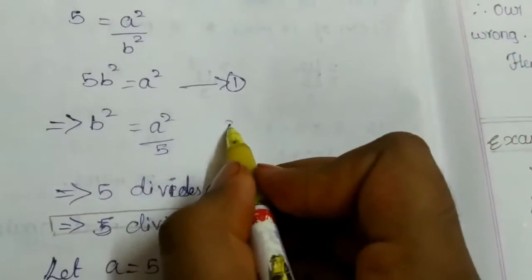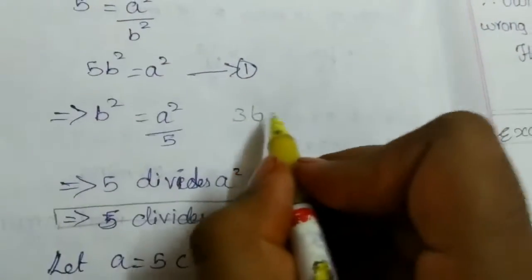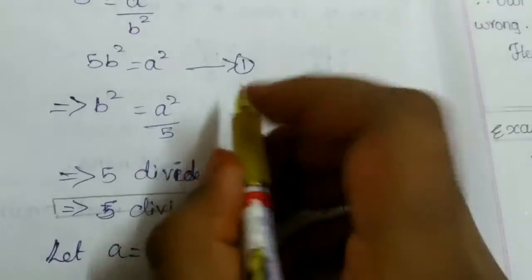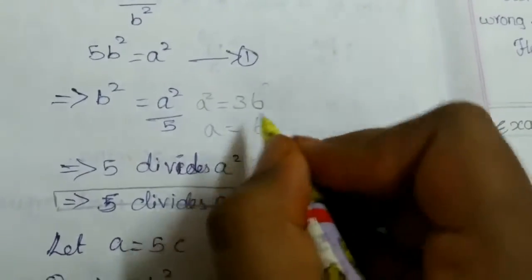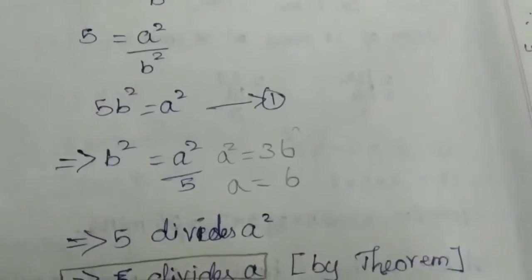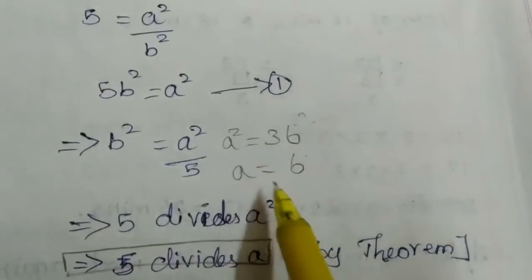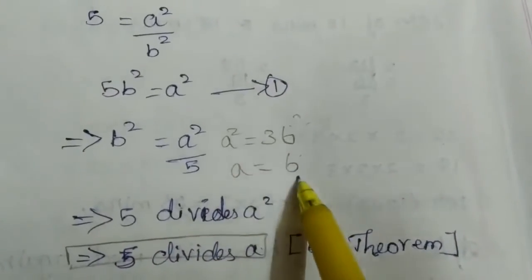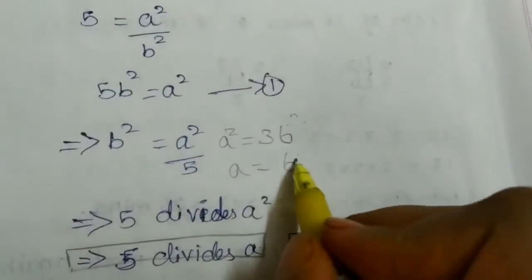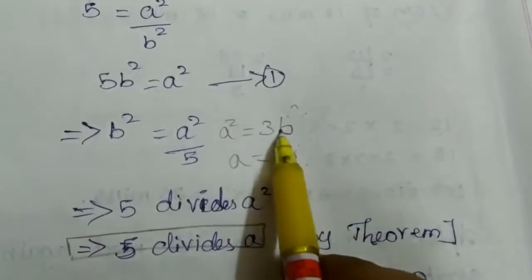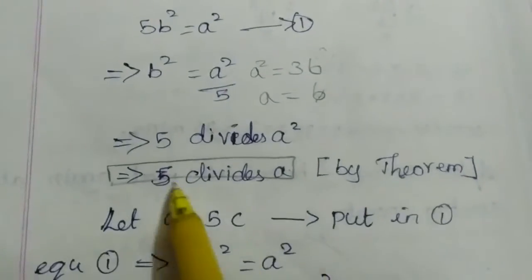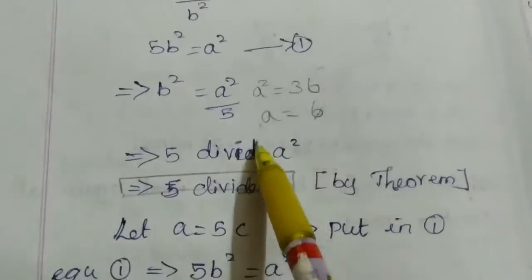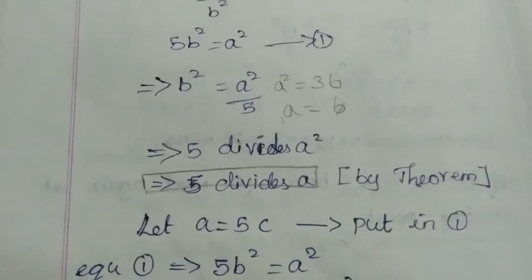For example, if you take a squared equal to 36, then a is 6. If 3 divides a squared, then 3 divides a, that is, 3 divides 6. In the 3 table, 6 will come, and 36 also comes. So here also it is the same. 5 divides a squared, so 5 divides a. There is a theorem like this.